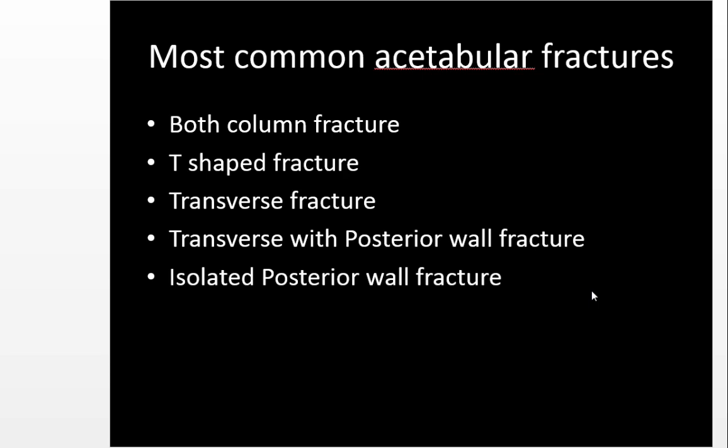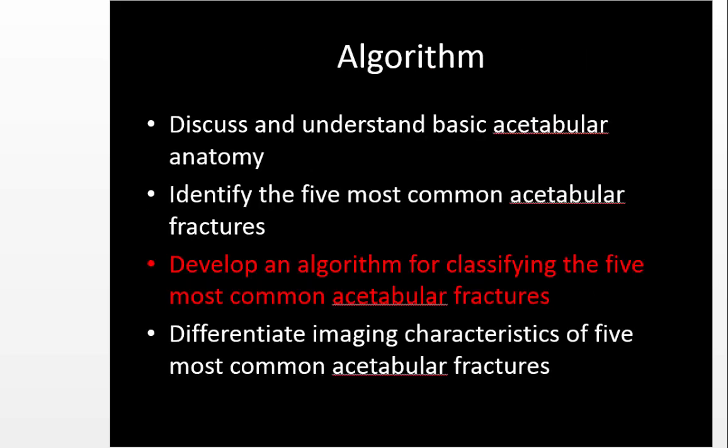And these are the both column type fracture, the T-shaped fracture, the transverse fracture, the transverse with posterior wall fracture, and the isolated posterior wall fracture. Okay, so these are the 5 that we're going to discuss today. And the nomenclature is somewhat confusing, and I'll explain why. The reason why it's confusing is that these fractures are classified based on the appearance of the fracture plane when you're looking at the acetabulum en face from a lateral view. That's why a T-shaped fracture looks like a T when we look at the acetabulum en face laterally. So that's how the Judet-Letournel classification describes these fractures.